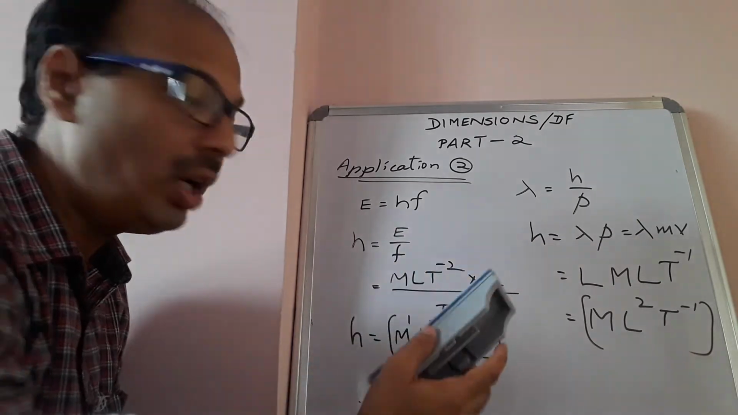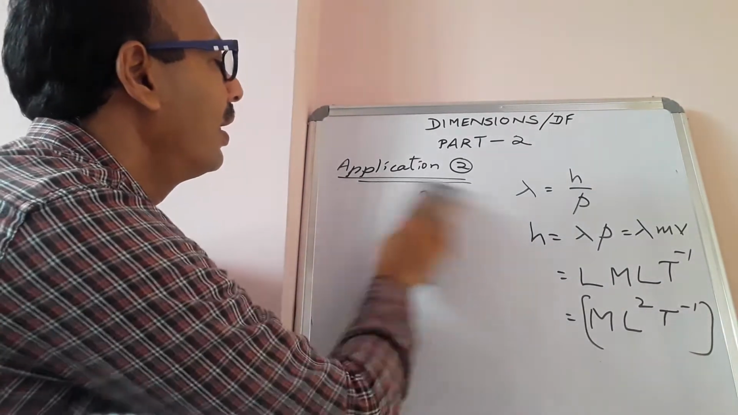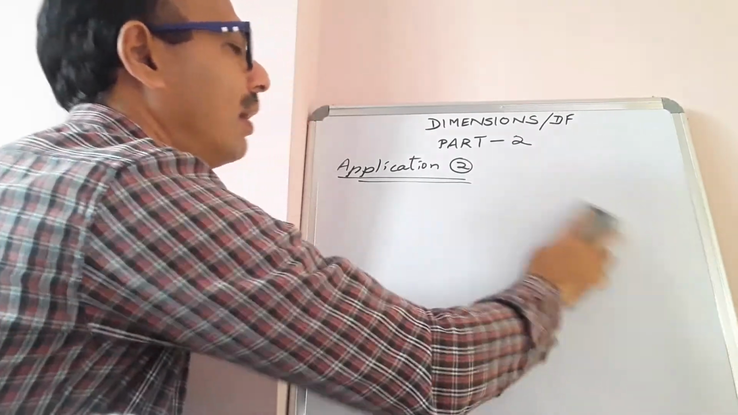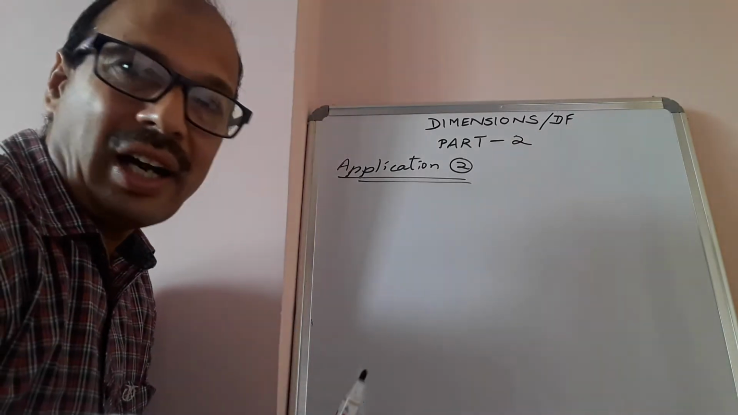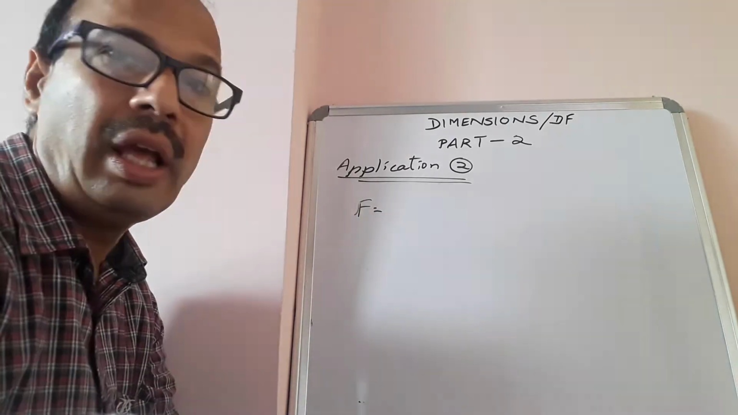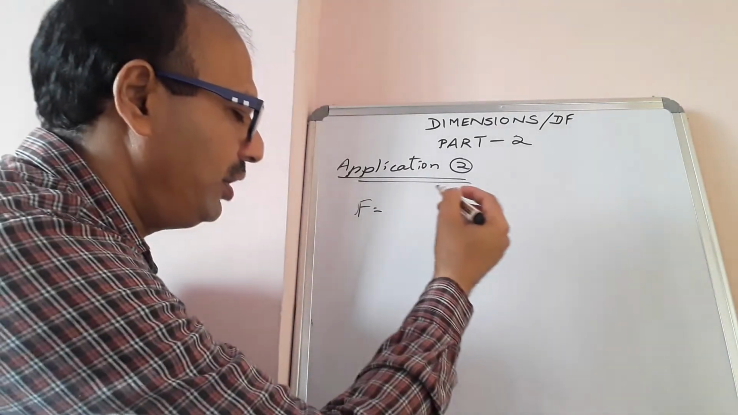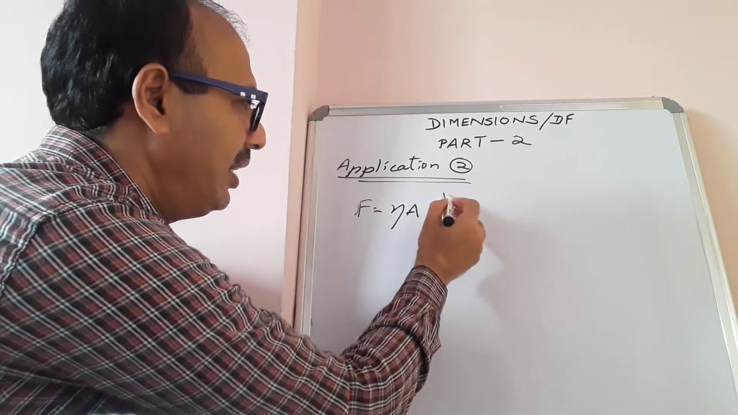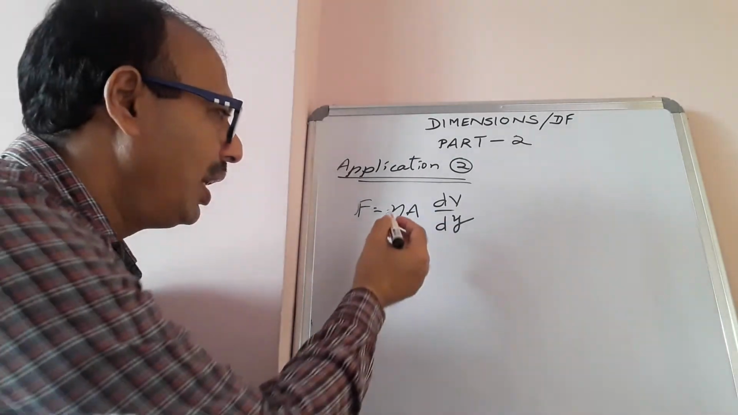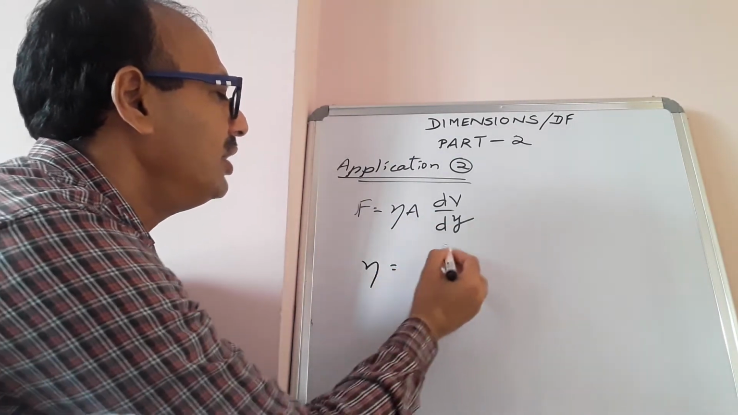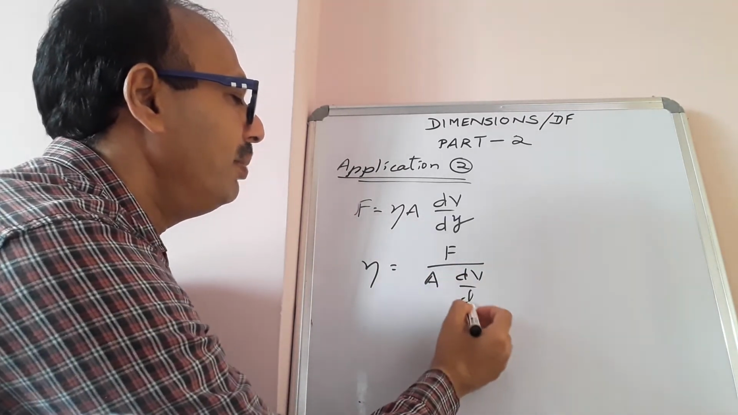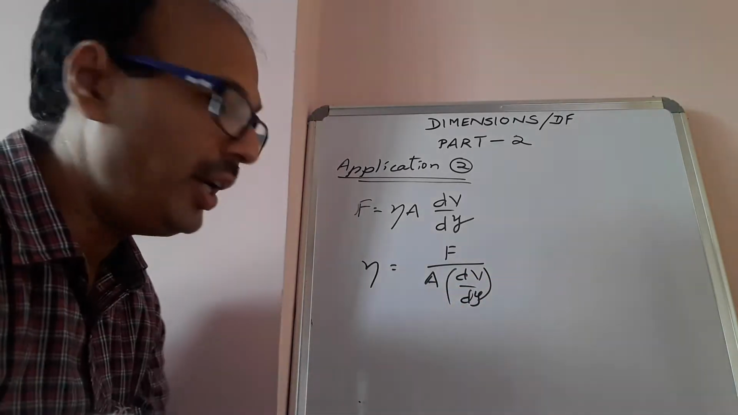One more example I would like to take: eta, coefficient of viscosity. The formula related to this is F is equal to eta A dV by dy, where dV by dy is the velocity gradient. Now, eta is equal to F by A into dV by dy, the velocity gradient.